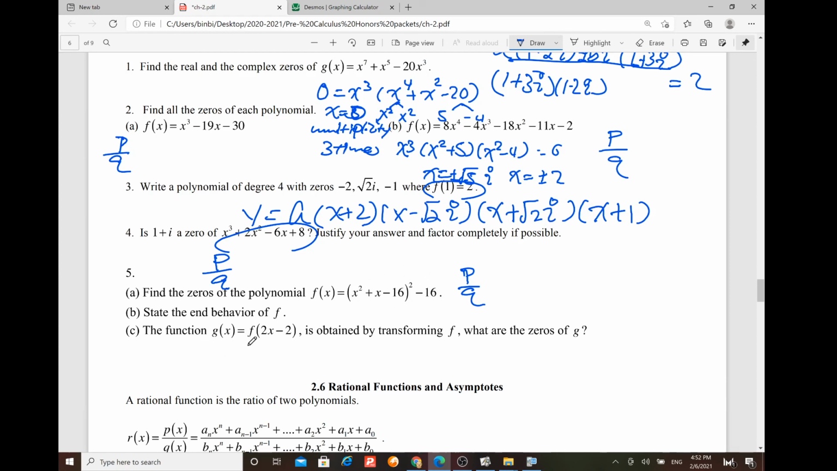The function g of x equals f of 2x minus 2. Well, what does this one involve? The value b, you can pull out first. So it looks like the phase shift would be considered 1 unit to the right. So putting into the function, that would be 2 times x minus 1, and this whole quantity squared, plus 2 times x minus 1, minus 16, for the transformation of g of x.